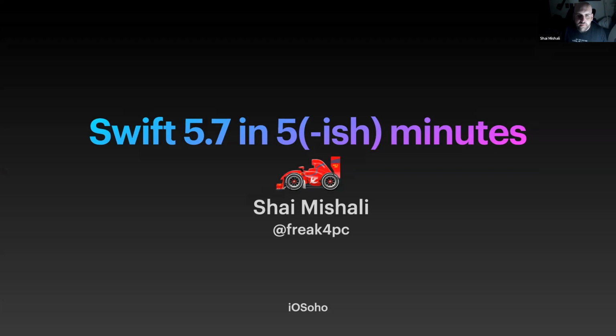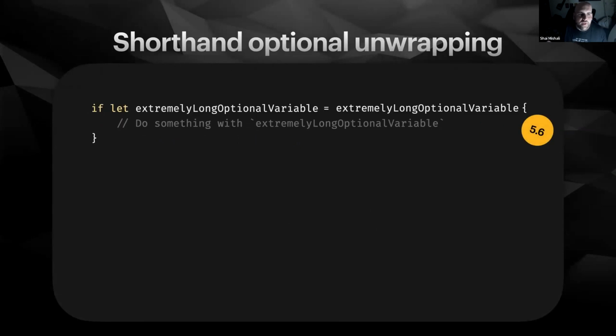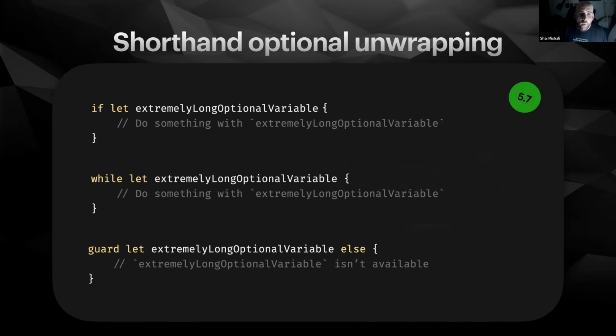So first thing that some of you might already be familiar with is the new shorthand optional unwrapping syntax. So instead of having to do this long if let something equals something, we can finally drop the right part and simply go with if let optionalValue and already get an unwrapped option inside the scope of the if. And we can do the same with a while let loop as well as a guard. Super useful, cleans up a lot of longer code.